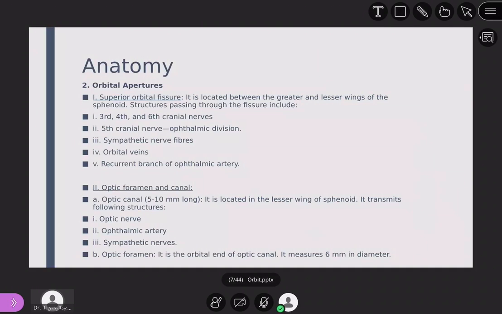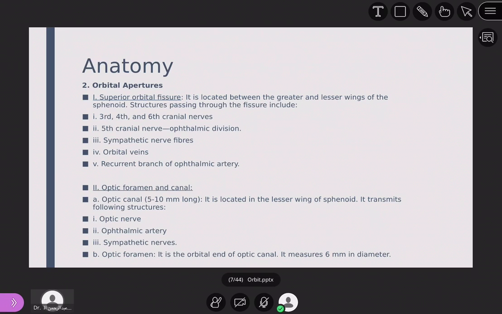Recurrent branch of the ophthalmic artery. Optic foramen and canal. The optic canal is around 5 to 10 millimeters long. It is located in the lesser wing of the sphenoid. It transmits the following structures: the optic nerve, ophthalmic artery, and sympathetic nerves.